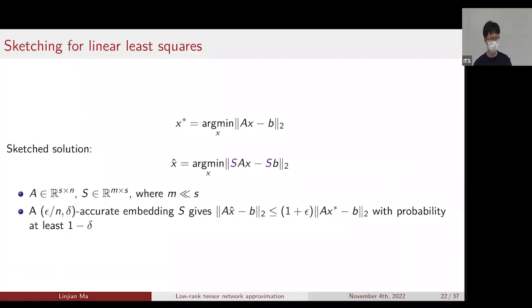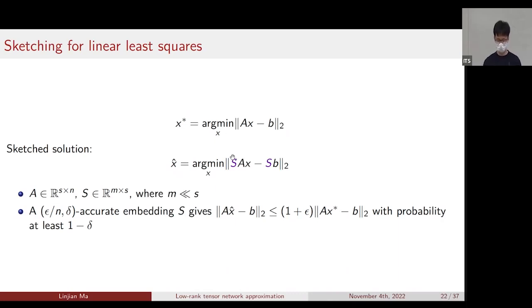The second application of sketching is the linear least squares. We are given a matrix A and the right-hand side vector B, and we want to solve this problem. For sketching, we simply multiply this random embedding to both the left-hand side and the right-hand side, and then solve this sketch problem. We can design the embedding so that this problem is more efficient than the original problem.